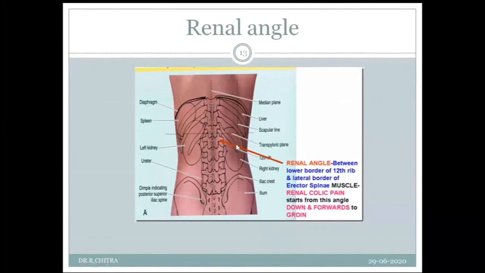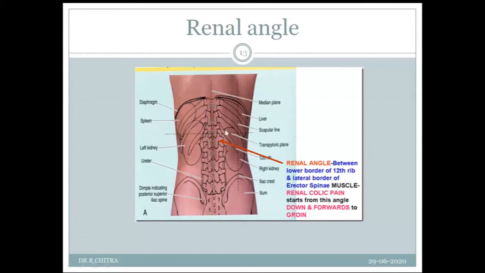Before we go to the anterior surface, we will see what this renal angle is. The renal angle is between the lower border of the 12th rib and the lateral border of the erector spinae muscle. Exactly from this angle the renal colic pain starts in inflammation of the kidneys. And one more thing, the renal angle is very important. So you have to expose the kidney, or for any reasons, below this renal angle only.